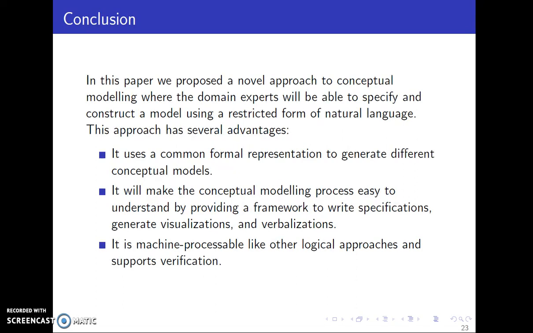Conclusion: in this paper, we proposed a novel approach to conceptual modeling where the domain experts will be able to specify and construct a model using a restricted form of natural language. This approach has several advantages. It uses a common formal representation to generate different conceptual models. It will make the conceptual modeling process easy to understand by providing a framework to write a specification, generate visualizations and verbalizations. It is machine processable like other logical approaches and supports verification. So in this work, we try to overcome the disadvantages of using logic in parallel with popular conceptual modeling techniques.